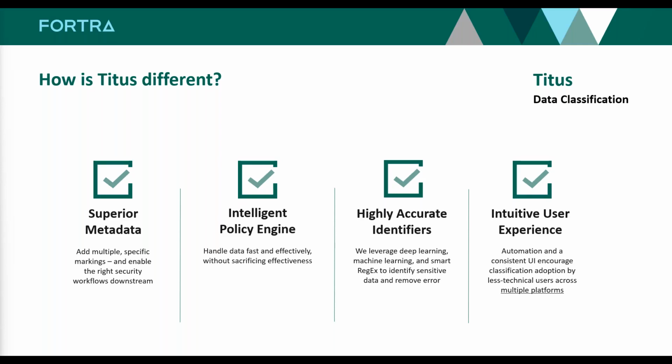Third, highly accurate identifiers. So deep learning, machine learning, and smart regex to identify sensitive data and remove the error. It's about looking at what those documents are and understanding what's in there so that you can accurately identify them. You can tell the difference between a 16-digit credit card number and maybe a record number within your organization, which may look the same or may not, but being able to really have that accuracy.